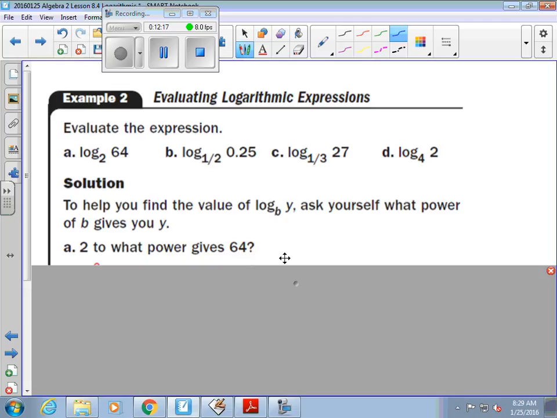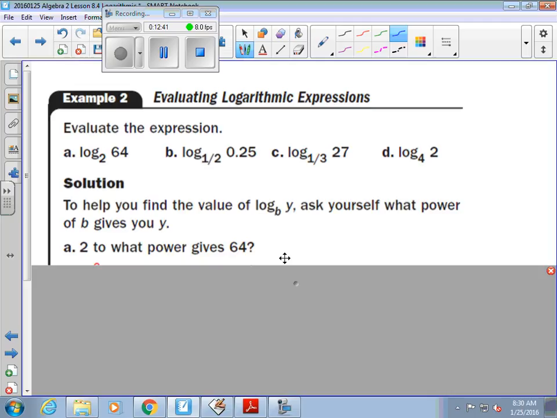So example number 2 is evaluating these expressions. It's saying log base 2 of 64. It doesn't have the rest of the equation. So it says to help you find the value of log base b of y, ask yourself what power of b gives you y. So the first one: 2 to what power gives 64?